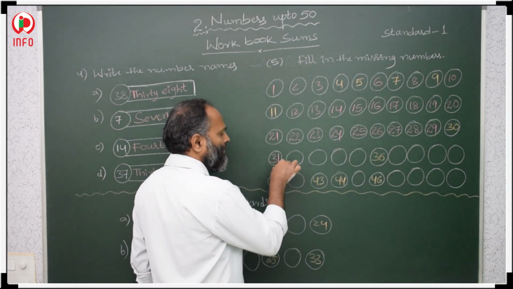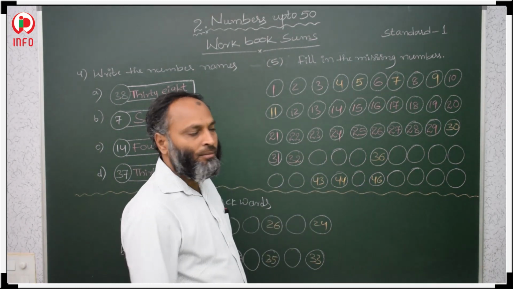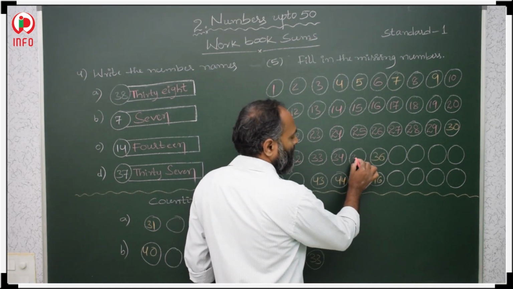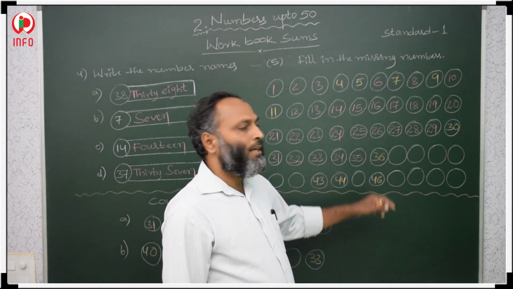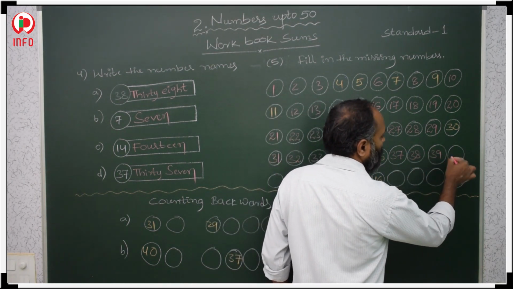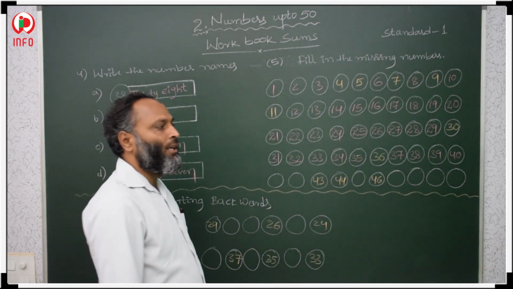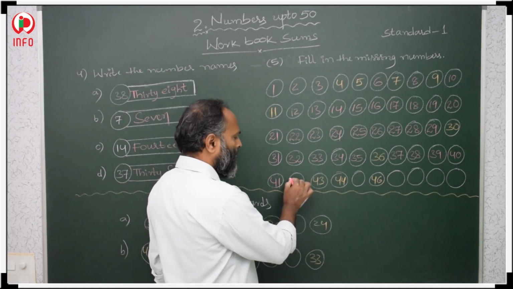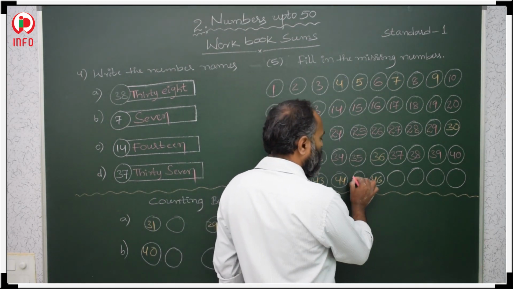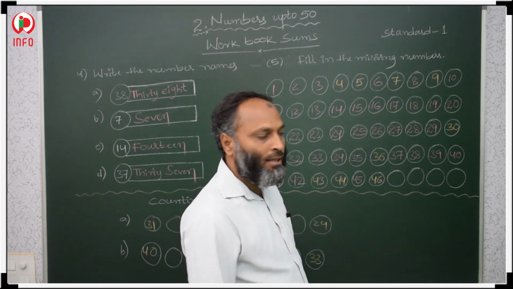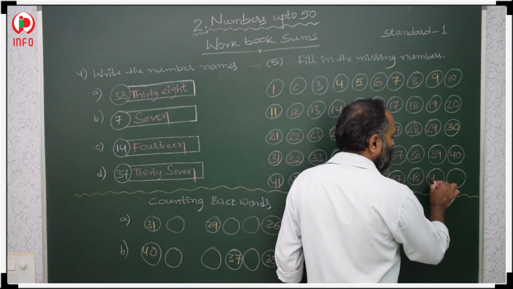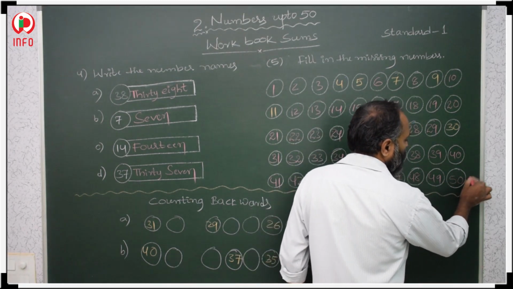Then we say 31, 32, 33, 34, 35, then 36 is given, 37, 38, 39, 40, then 41, 42, 43, 44 given. Then 45, 46 given, 47, 48, 49, then 50.